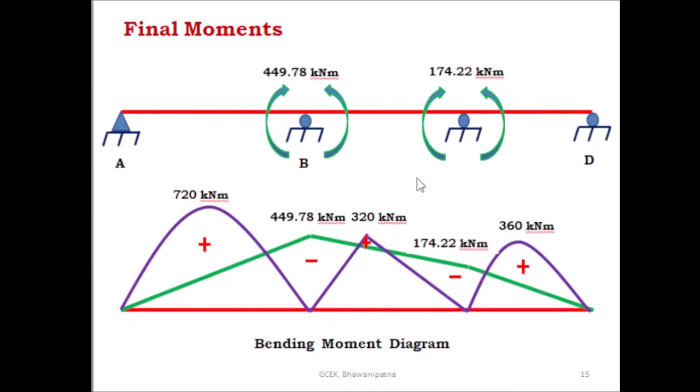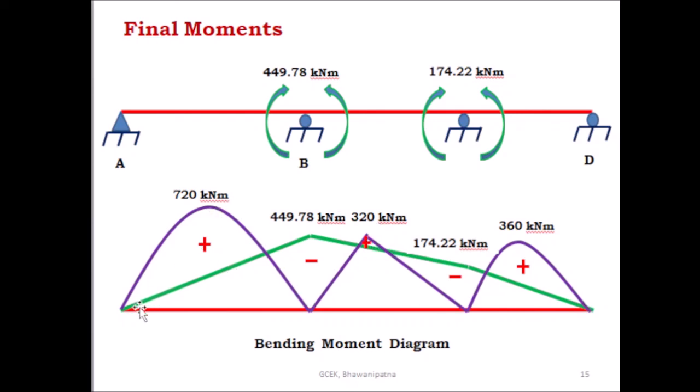Then you know what the load is here, and here, and here. So due to this load, this is the free bending moment diagram. Already you got 720 kilonewton meter, and due to this eccentric loading the moment here is 320 kilonewton meter, and due to the UDL here the bending moment diagram is parabolic. This is 360 kilonewton meter. Then this is the negative bending moment diagram, and this is the positive bending moment diagram.